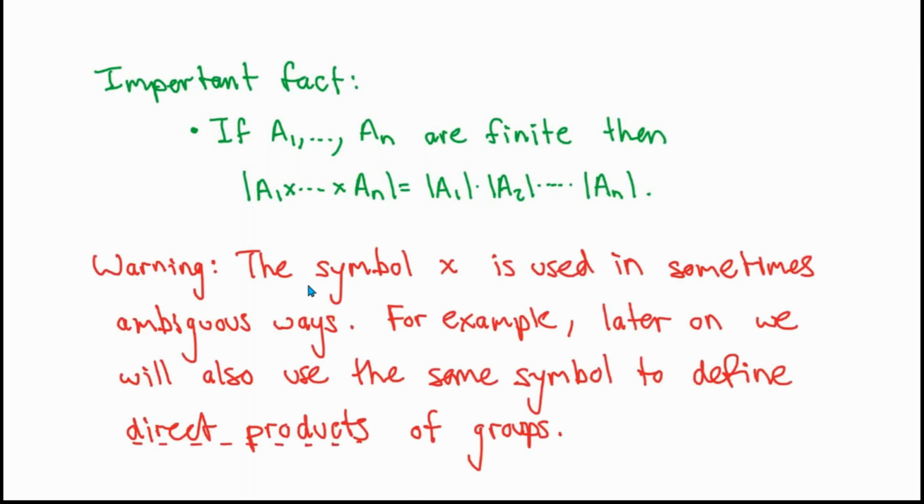Now, I also want to mention one thing, just in the way of warning, and that is that the symbol that we use for Cartesian product is also used for other things in this subject. For example, later on, we're going to use the same symbol to define direct products of groups. You should be aware of this when you're writing proofs, and also when you're reading mathematical texts, because sometimes the times symbol can carry more information than just denoting a Cartesian product of sets.